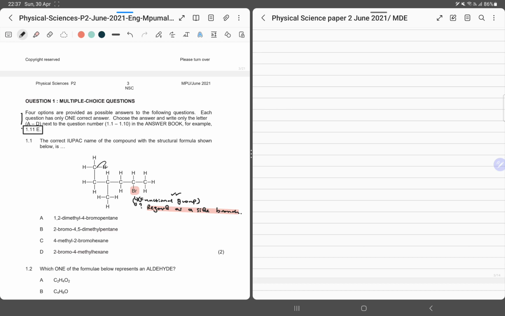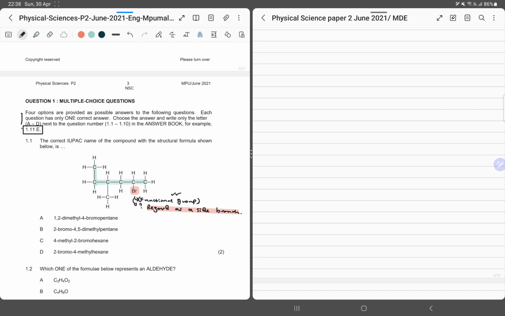What is the longest chain here? Let's look at this one from here. 1, 2, 3, 4, 5, 6. And then if we come from the side, 1, 2, 3, 4, 5. So obviously the longest chain is 6. It's 6 carbons. So that is our longest chain. So these are some of the things you want to do quickly.